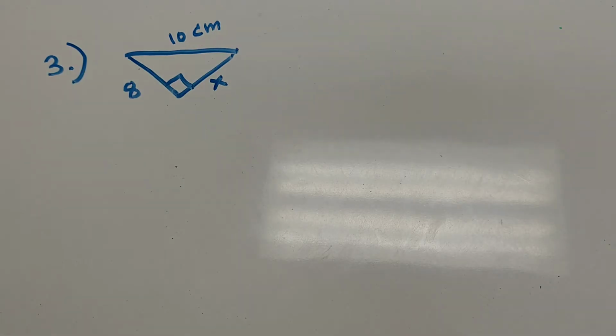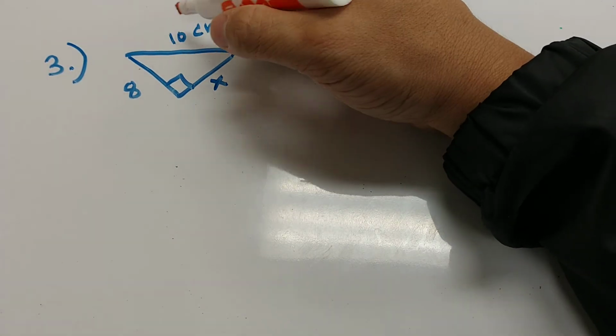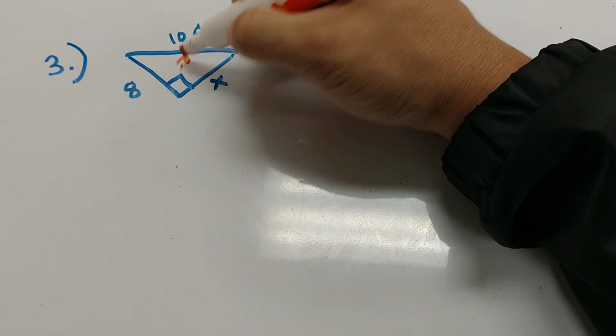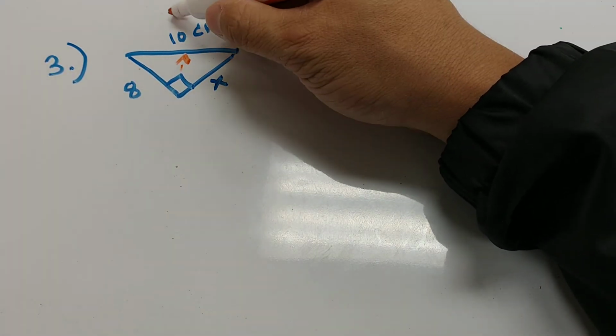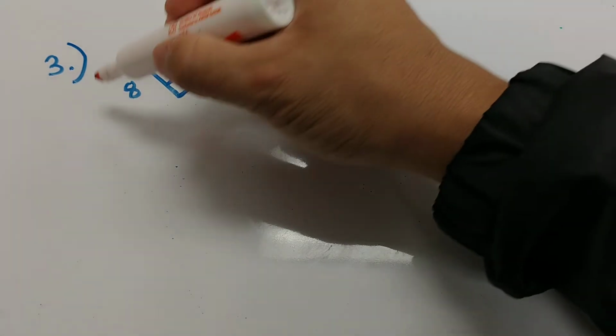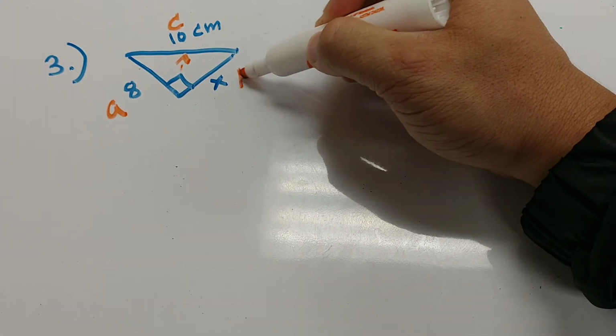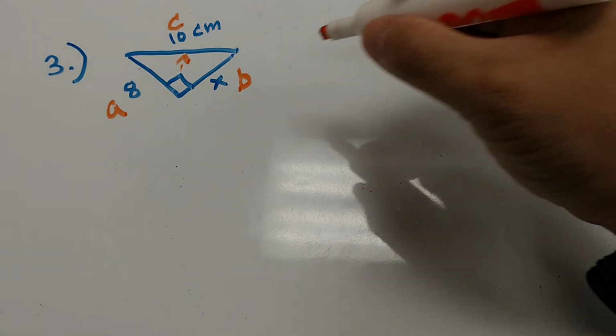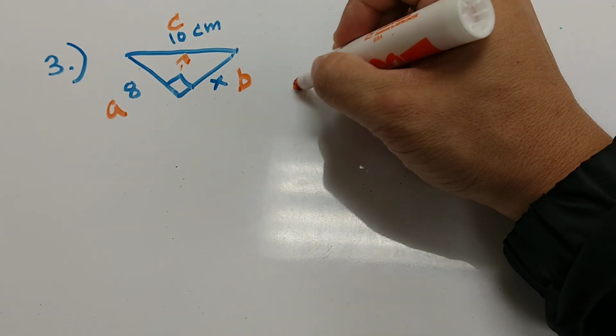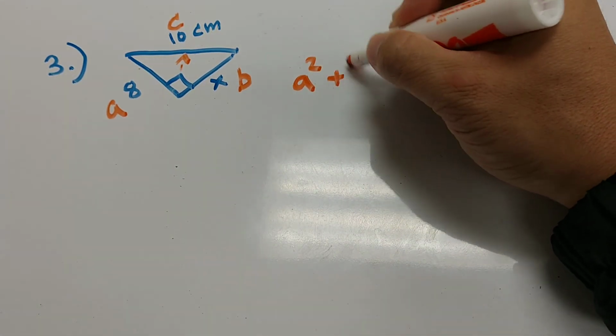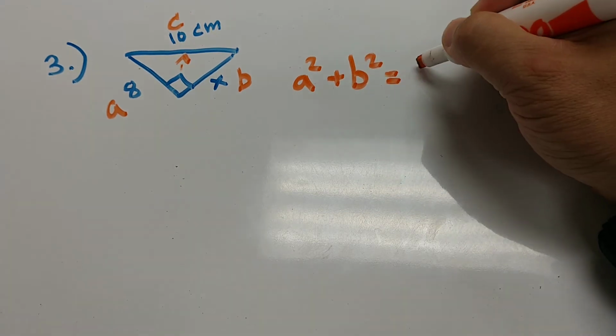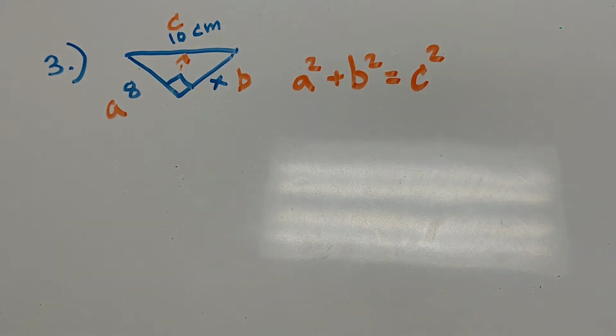For problem number 3, as I mentioned before, the length that is opposite to the right angle is going to be letter C. That means this one can be A and this one can be B. Now we're going to apply the Pythagorean theorem, which in this case is A squared plus B squared equals C squared. All right, and we're going to find the missing length. So now just substitute based on what you have.